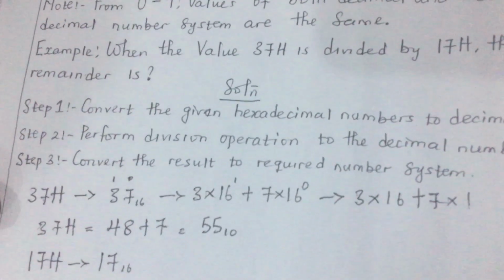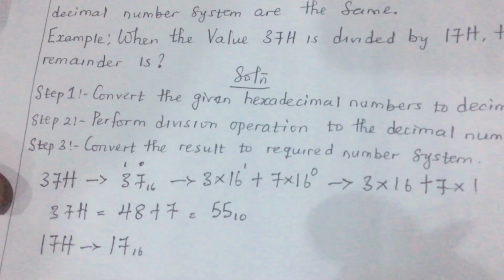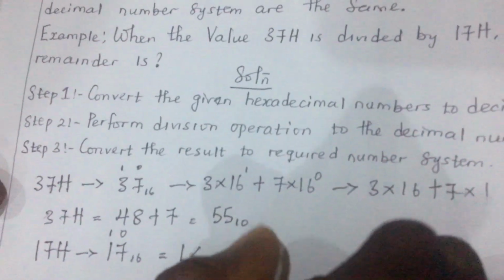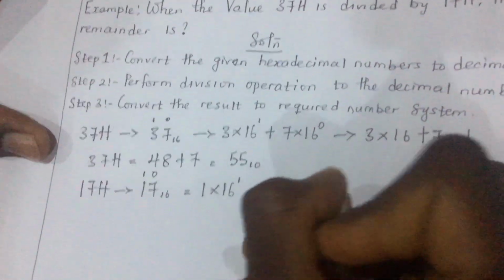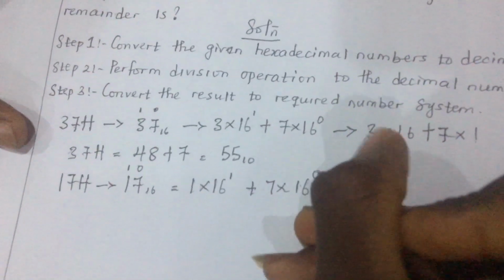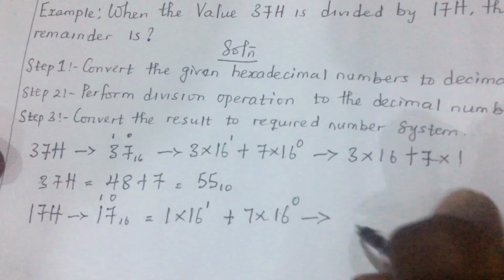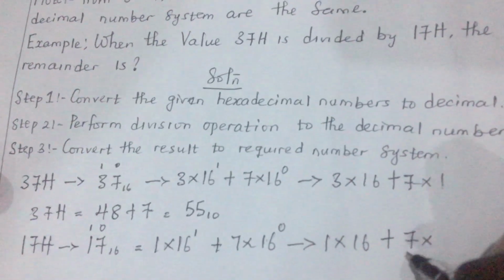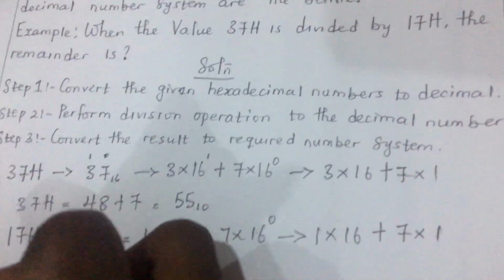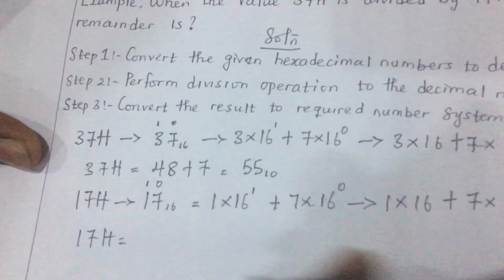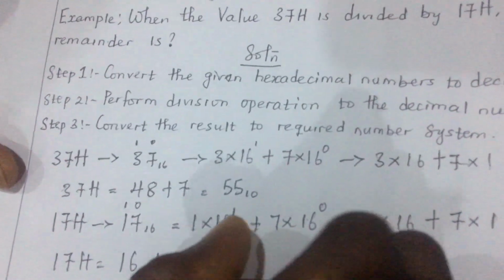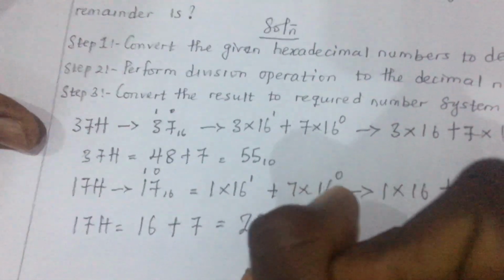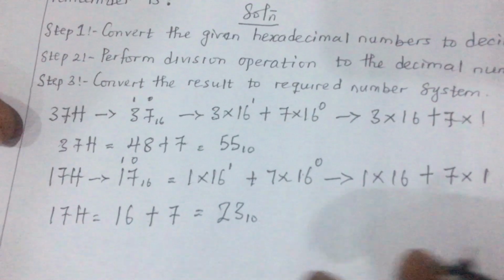17h will be 17 base 16. Let's convert that to decimal, since step 1 says convert the given hexadecimal numbers to decimal. We can put positions 0 and 1, and that is going to give us 1 times 16 raised to the power of 1 plus 7 times 16 raised to the power of 0. 1 times 16 raised to the power of 1 gives us 16, plus 7 times 16 raised to the power of 0 gives us 7 times 1. So 16 plus 7 gives us 23. Then we can put our base 10. So we've succeeded with step 1.